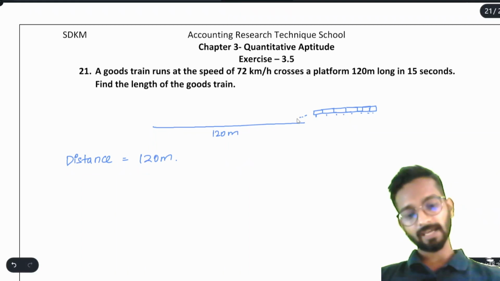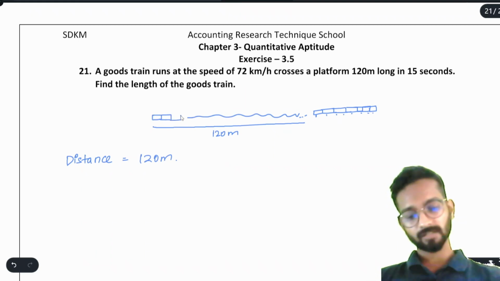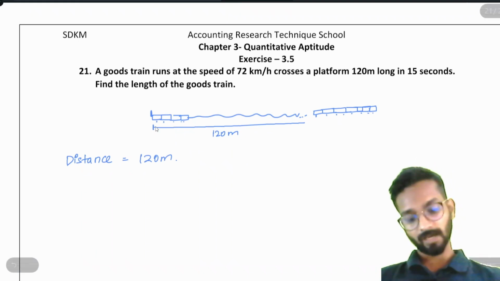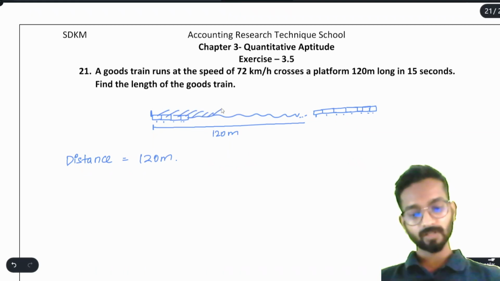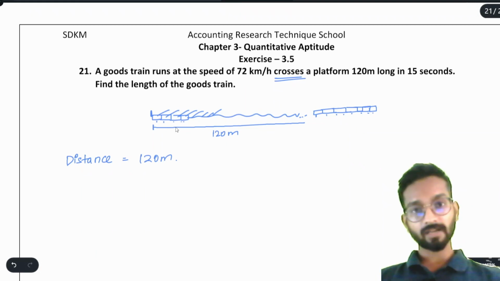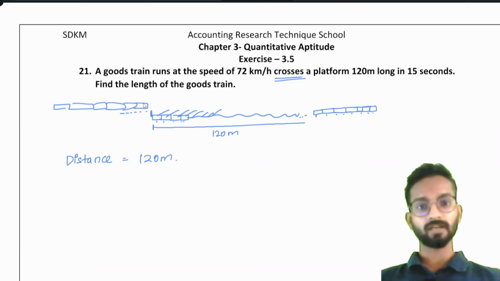Now see, the entire platform will be covered when the train will move and reach. The first box of the train will reach here, the first compartment or whatever you can call it. It means 120 meters is covered because the train has already touched the last point of the platform. Simple. Now this is done, but remember there are a few boxes of the train behind it also, and it has to move all these boxes to call that it has covered the entire platform. To cross the entire platform, the entire train should be out of the platform. So when the last box of the train will be out of the platform, only then you can call that it has crossed the platform.